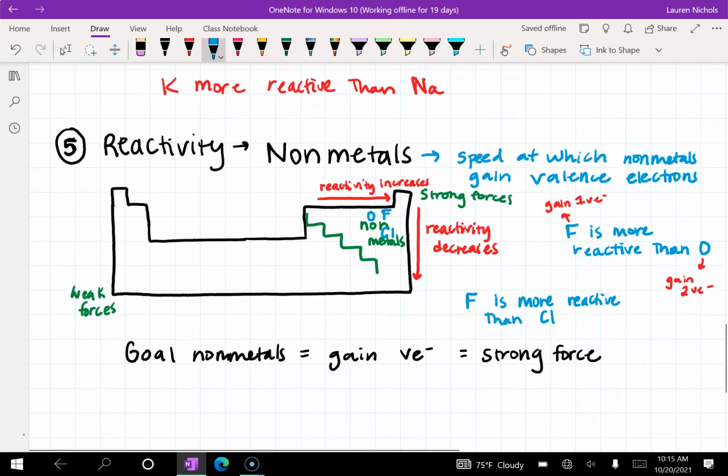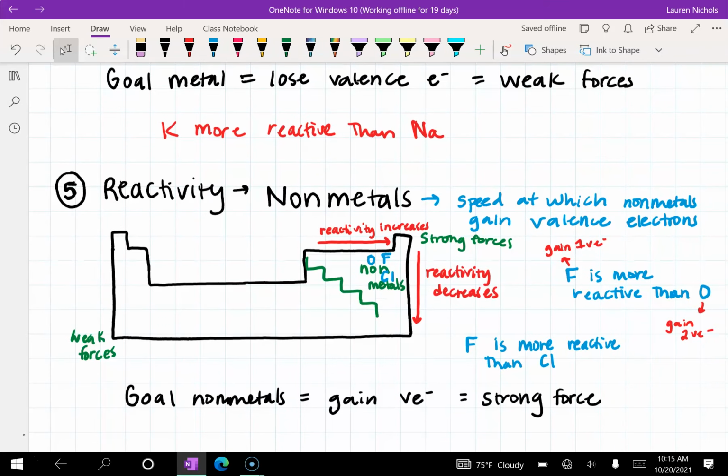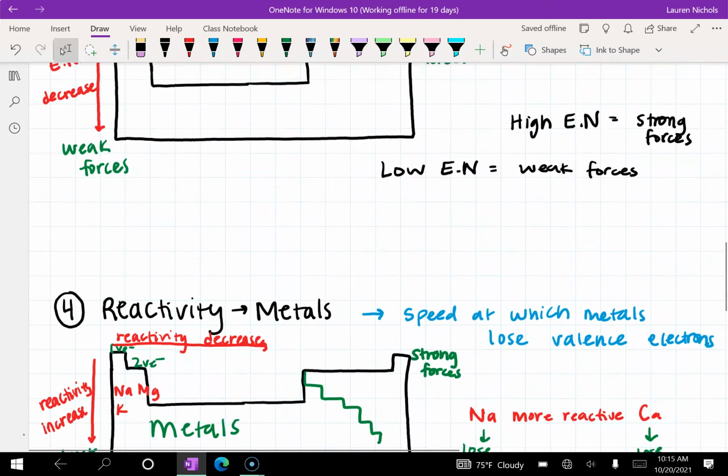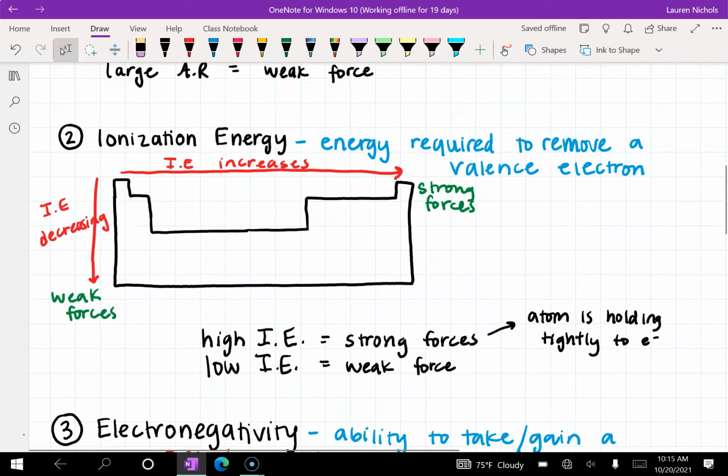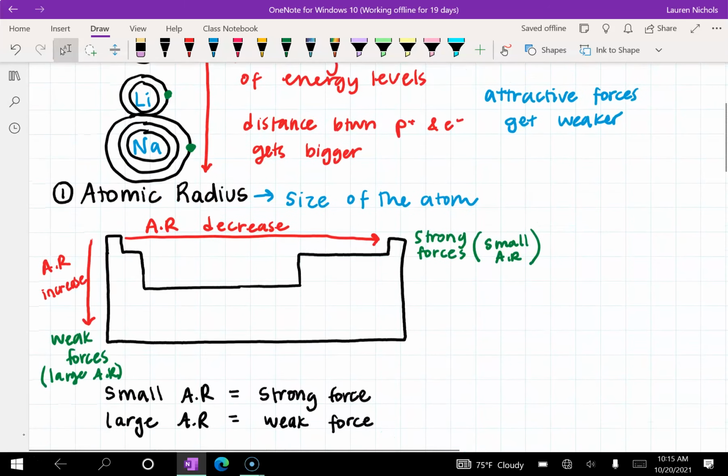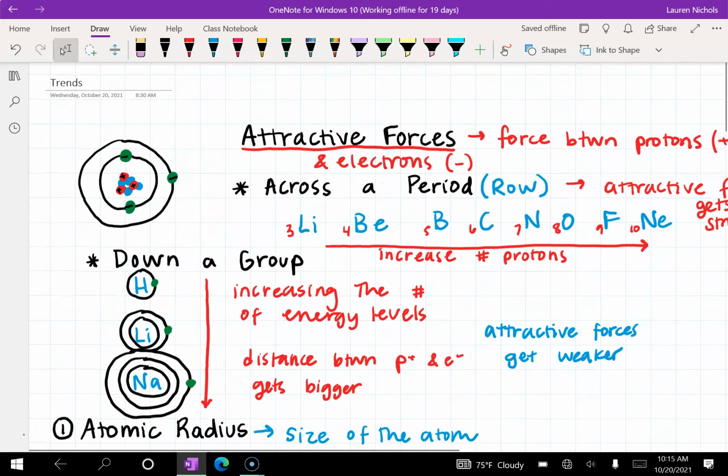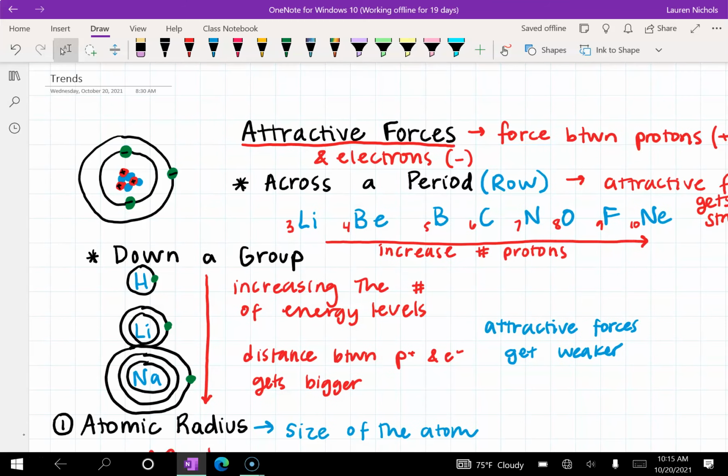So for this video, you should now be able to compare the reactivity, the electronegativity, the ionization energy, the atomic radius, and the forces, the attractive forces, between any set of atoms on your periodic table.